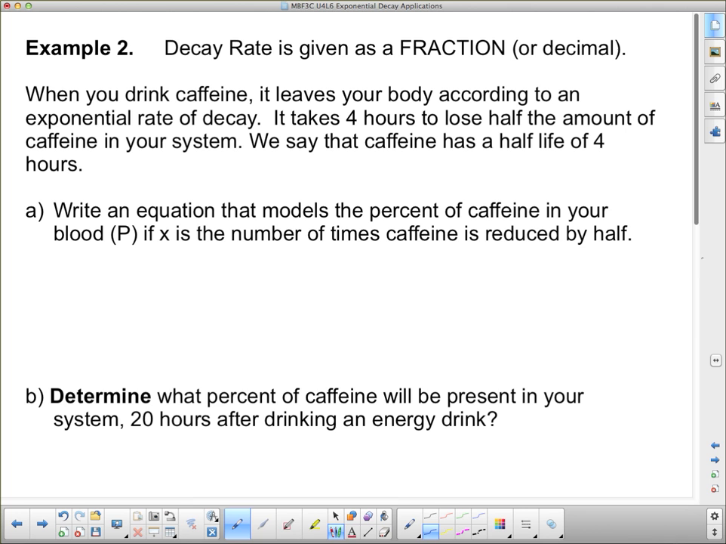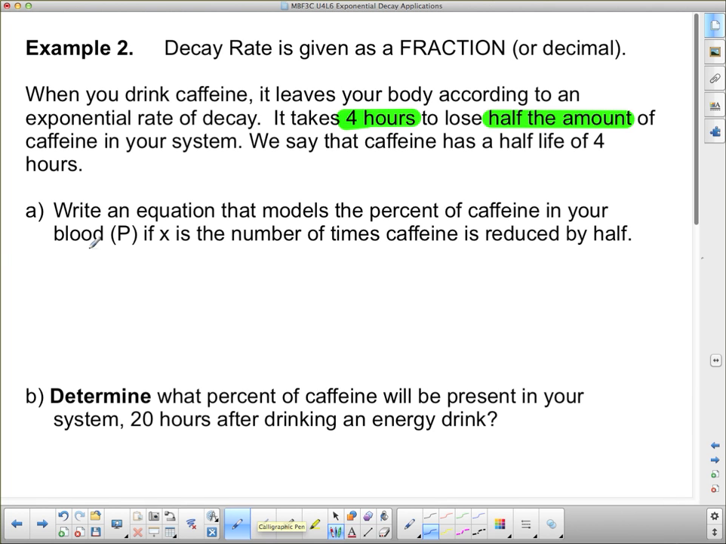When you drink caffeine, it leaves your body according to an exponential rate of decay. It takes 4 hours to lose half the amount of caffeine in your system. We say that caffeine has a half-life of 4 hours. Okay, so this 4 hours is important, and it's called the half-life because it loses half the amount. So let's just think of what that means.